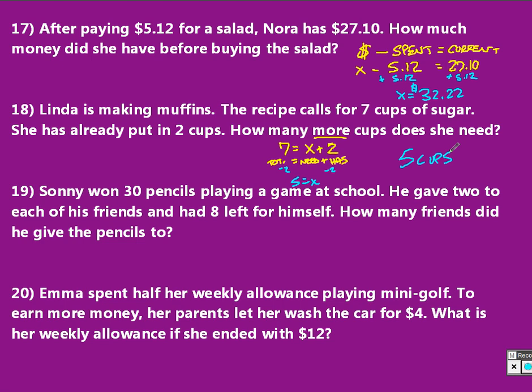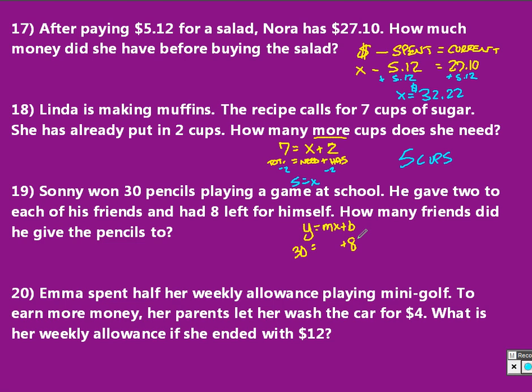19 and 20 are a little bit better equations in terms of what you might see down the road. Sonny won 30 pencils playing a game, and he gave 2 to each of his friends, leaving him 8 for himself. How many friends did he give his pencils to? This is one of those y equals mx plus b type things. First, how much did he start with? Well, we started with 30 pencils. I actually want to look at that more as his total. B is what he kind of has, nothing per anything. That would be 8.